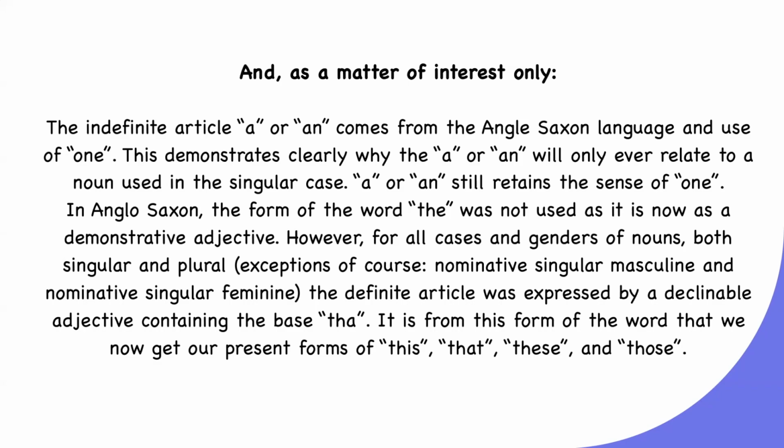However, for all cases and genders of nouns, both singular and plural, exceptions of course, nominative singular masculine and nominative singular feminine, which we don't need to get into, the definite article was expressed by a declinable adjective containing the base tha, the. It is from this form of the word that we now get our present forms of this, that, these, and those.